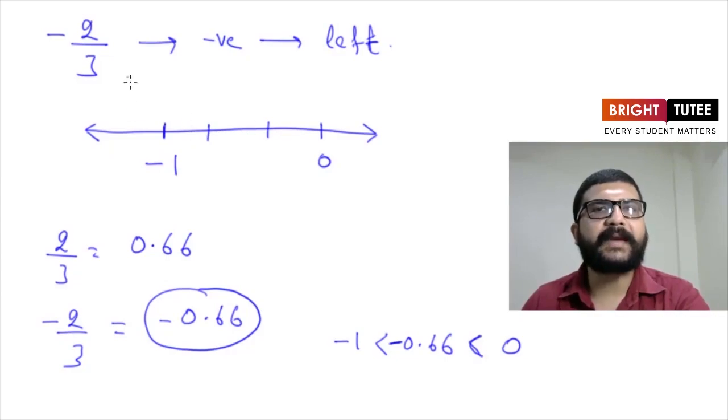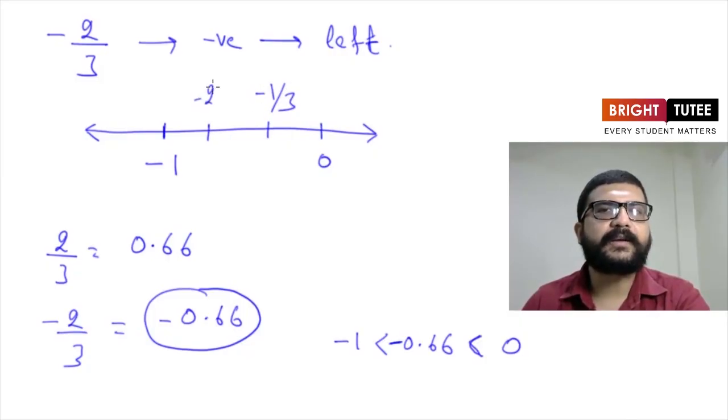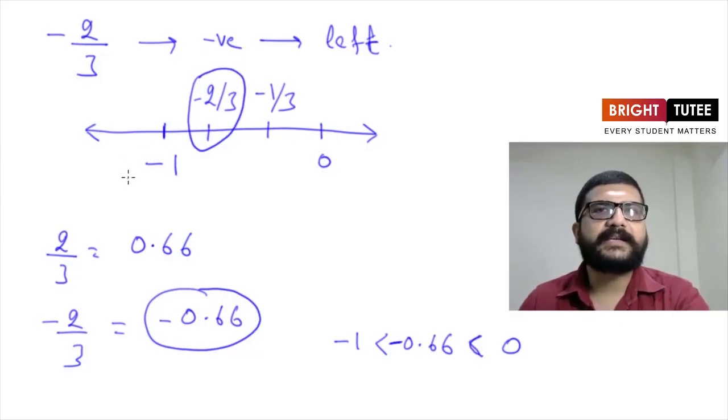So now which number will be minus 2 upon 3? The first marker after 0 will be minus 1 upon 3, and then it will be minus 2 upon 3, and then it will be minus 3 upon 3, which is minus 1 only, and it is already marked here. So the required number is this one, minus 2 upon 3. So we have seen one example in which we have plotted a negative rational number on the number line. Now let's try one more example.